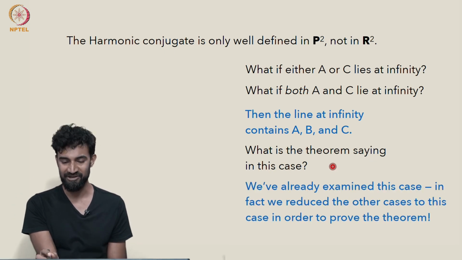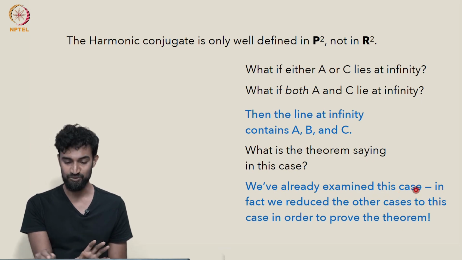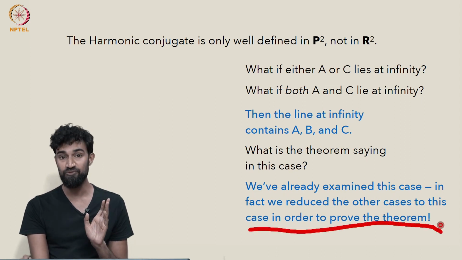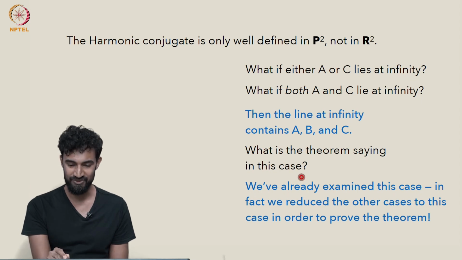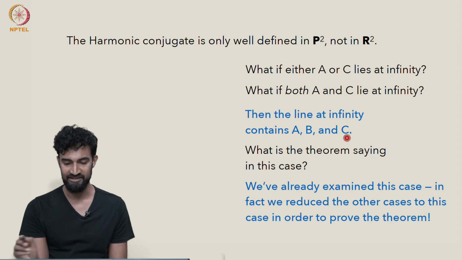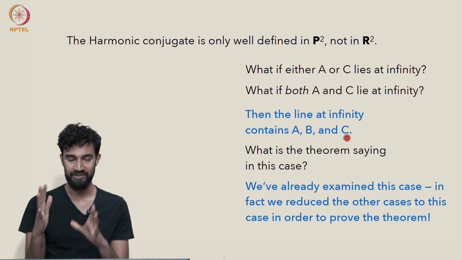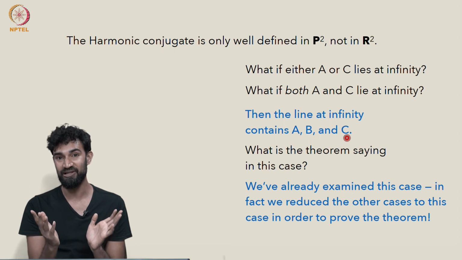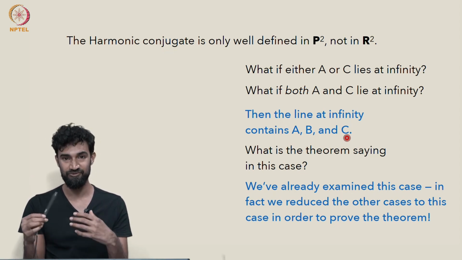Well, I'll let you think about it a little, but actually we've already examined that case. In fact, we reduced the other cases to this case in order to prove the harmonic conjugate theorem. So think about what this will look like when A, B, and C are all on the line at infinity. Basically it means that the quadrilateral we draw will actually look like a parallelogram. So that was that bird's eye view case that we used to prove the general theorem.